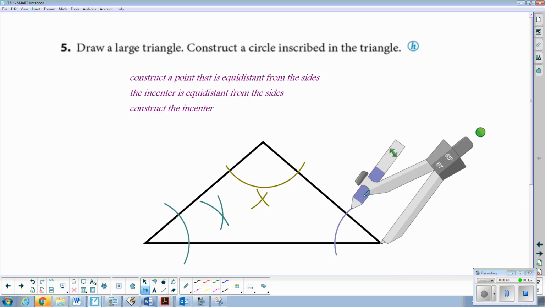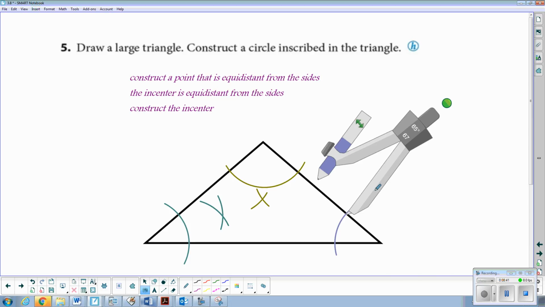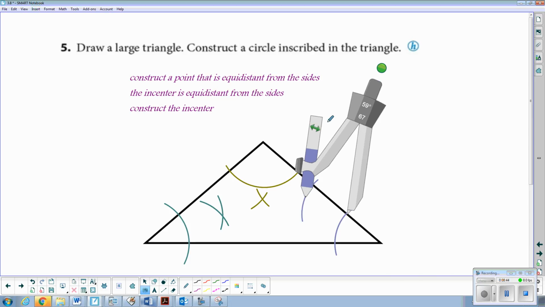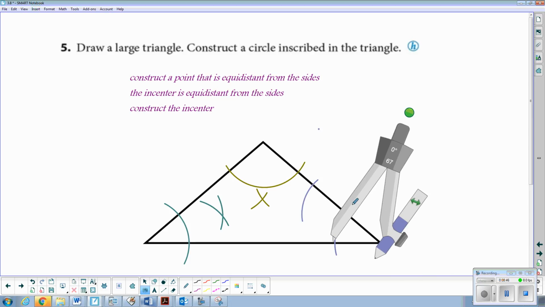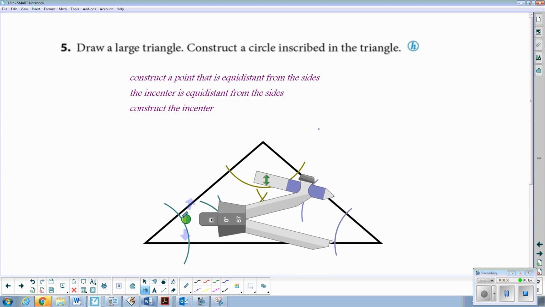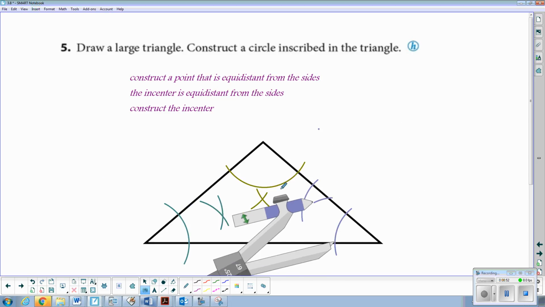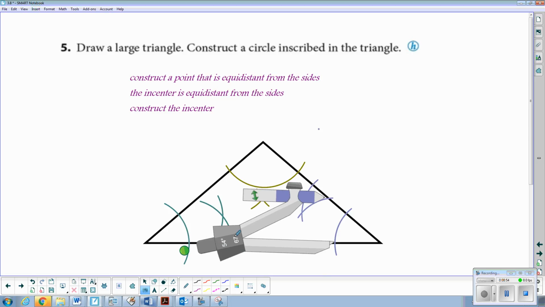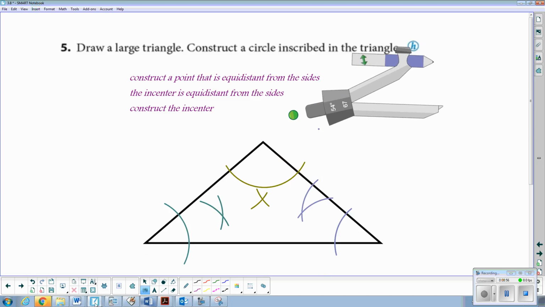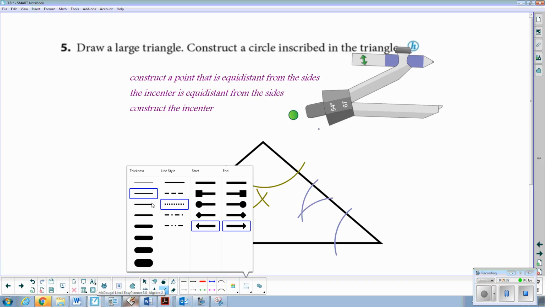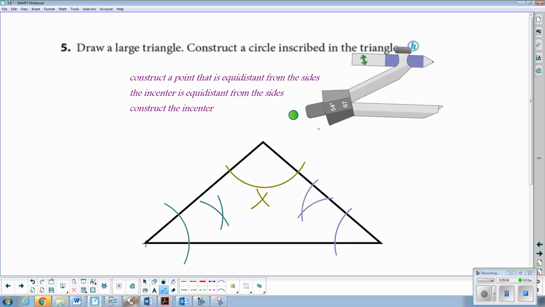So draw your arc, and then find a point that's equidistant from those sides. Okay, and then these are our angle bisectors. Now we need to actually draw the angle bisector. And we're looking for the point where those 3 angle bisectors meet.